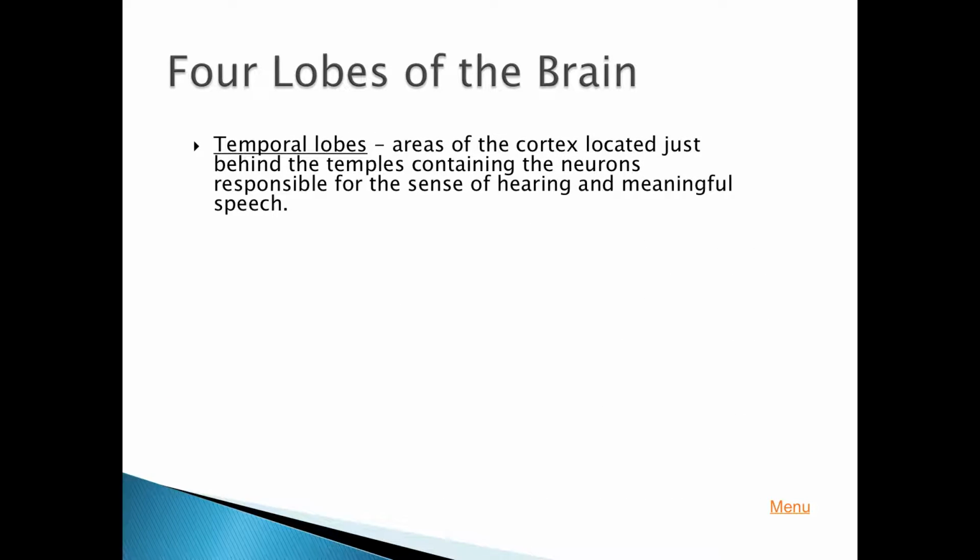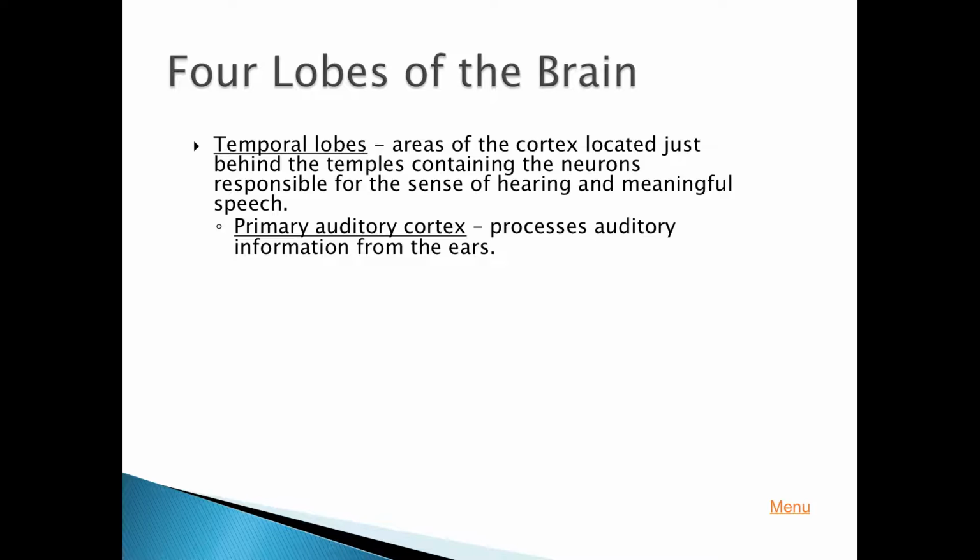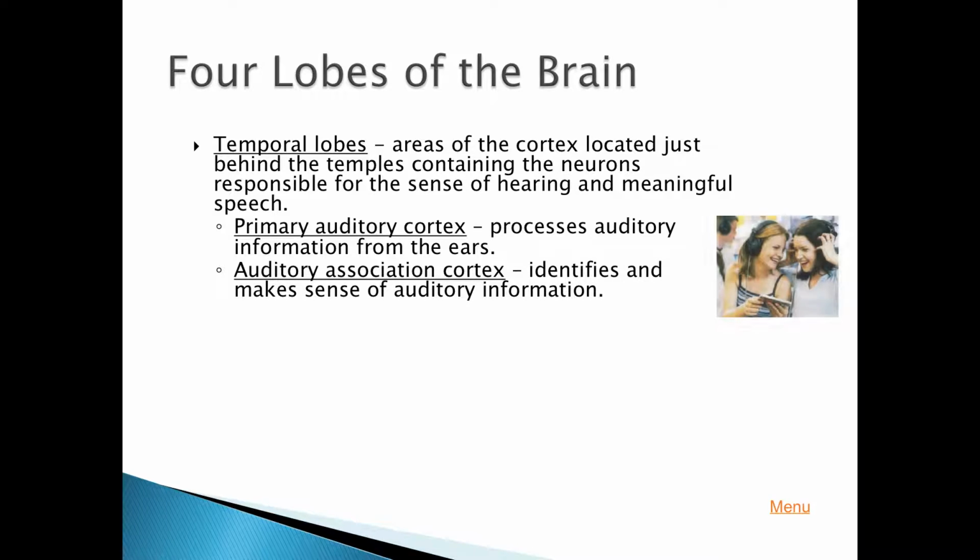Our temporal lobes, areas of the cortex right behind the temples. This is the part of your brain that's responsible for hearing and being able to make meaningful speech production. All right, the primary auditory cortex processes auditory information that is coming in from the ears. So this is where the information is being processed. The auditory association cortex identifies that particular information, so it's making sense of that auditory information as it comes in.